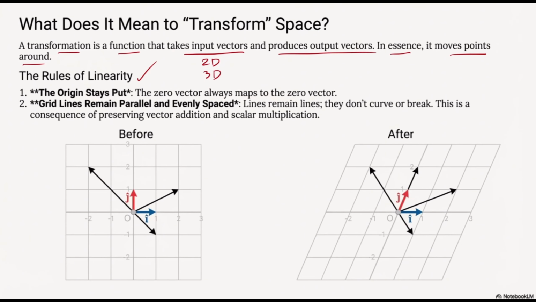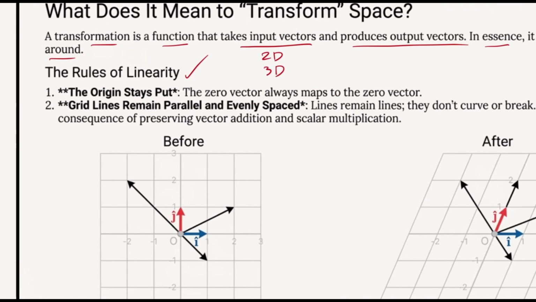There are two rules that we have to be careful about for linearity. Right now we are going to talk about vectors. It means that we are not going to touch any curve or any non-linearity or other specific types of curves that we were talking about, such as parabola, hyperbola, or whatever. Right now we are only talking about vectors. The origin stays put. What does that mean? It means that the zero vector always maps to the zero vector. So this is nothing new.